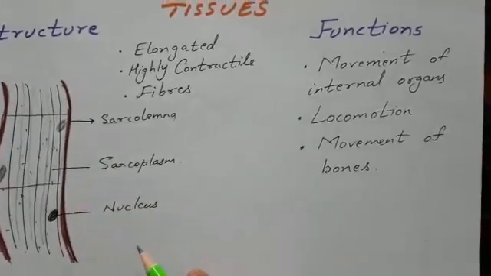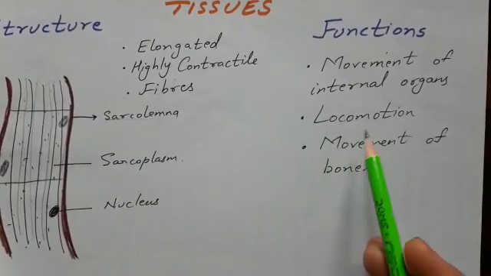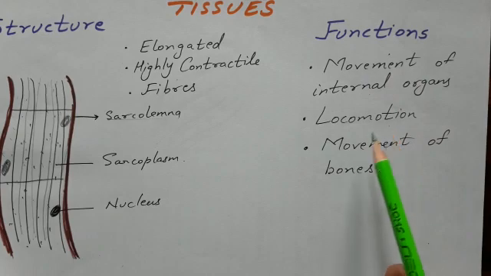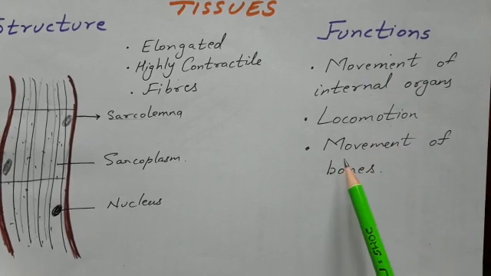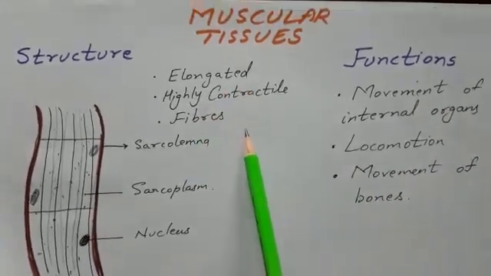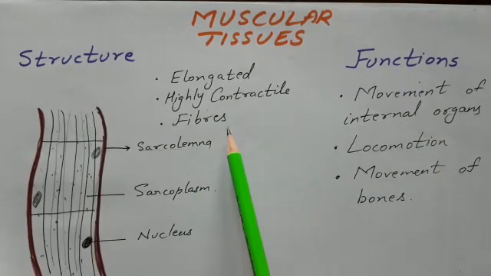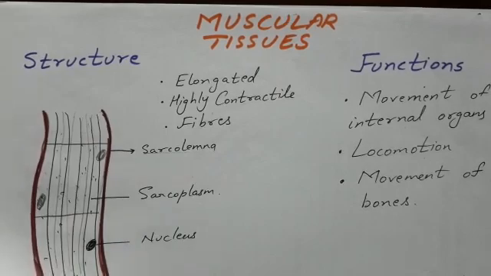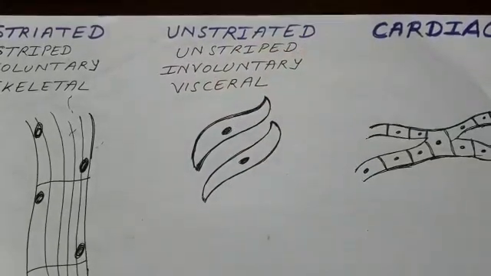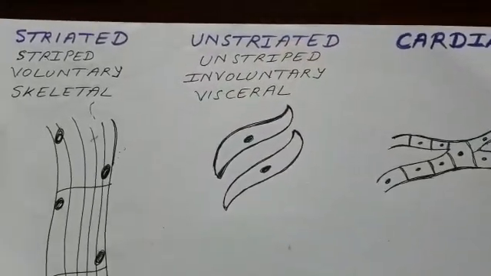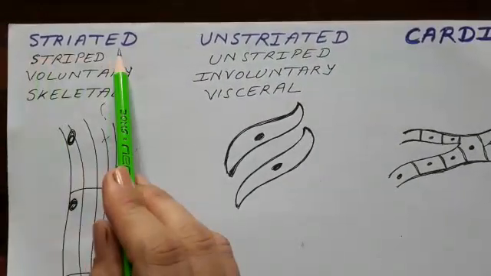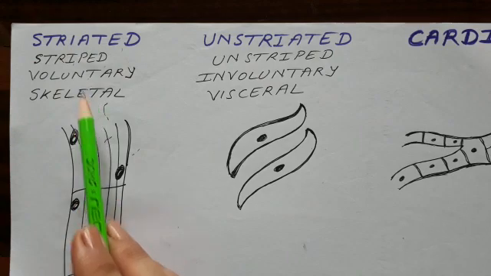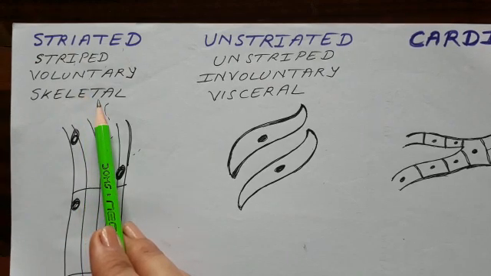Now if we see the general functions, it is helping in movement of internal organs, locomotion and movement of the bones. The muscular tissues, as we have seen in the previous video, are divided into three types: striated muscles, unstriated muscles and cardiac muscles. Striated muscles are also known as striped muscles, voluntary muscles or skeletal muscles.